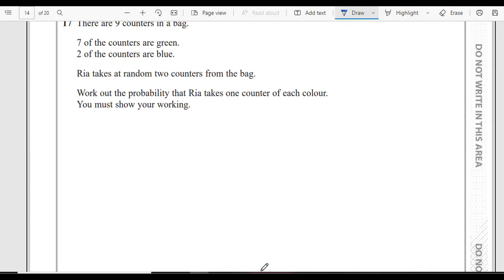All right. So this is G, G, B, B. It says Ria takes at random 2 counters from the bag, right? So she is taking out both the counters at a time. So there's no point of talking about replacement or not replacement. Do it again with this, without replacement.